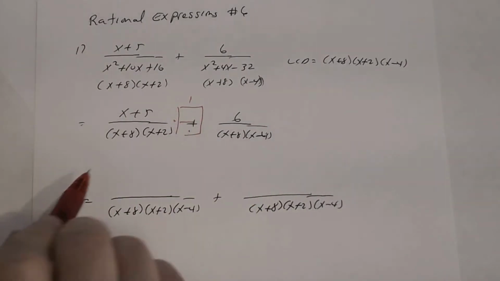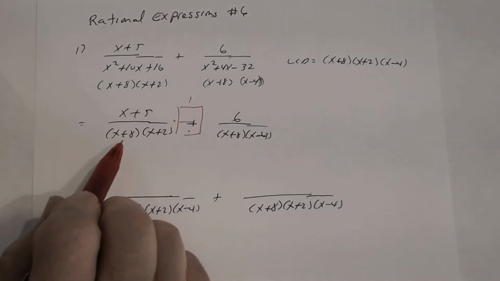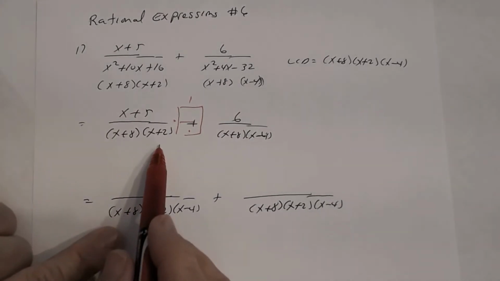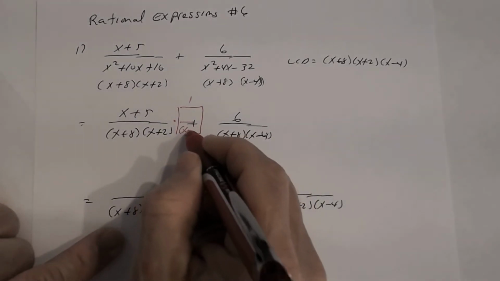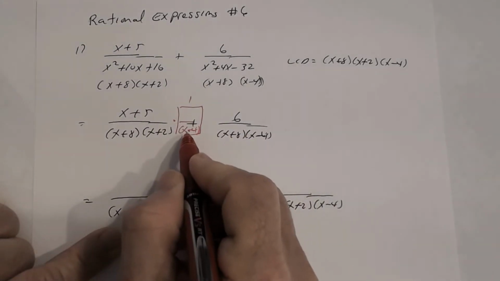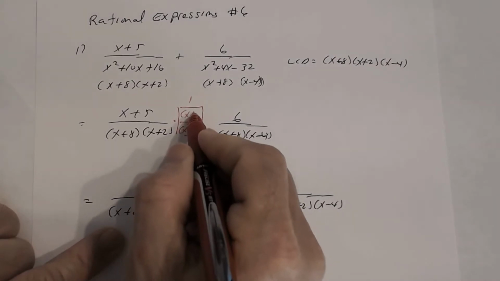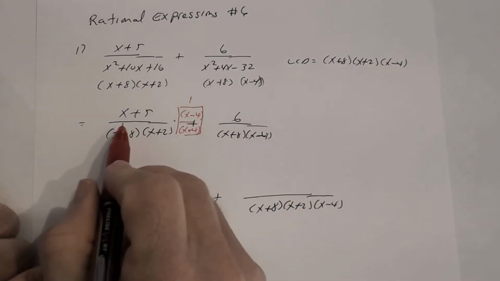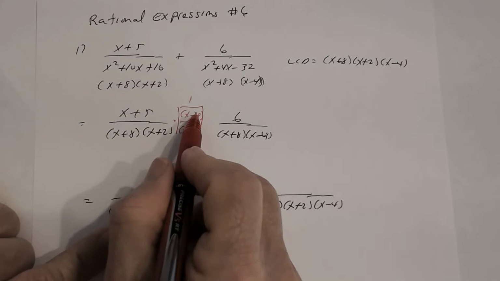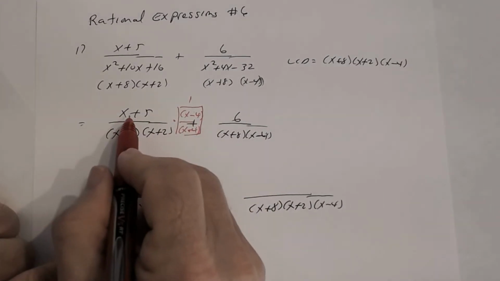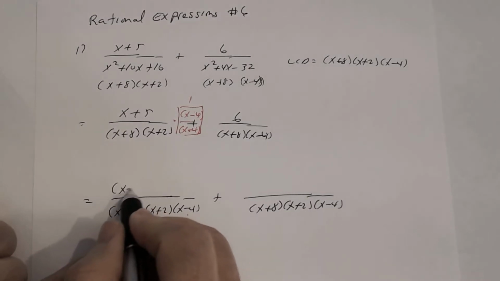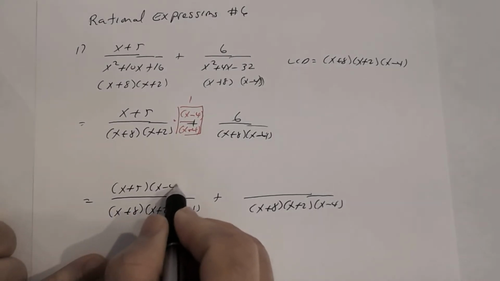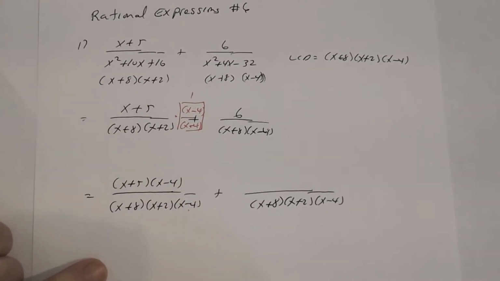Okay, so I have the x plus 8, I have the x plus 2, so I'm missing the x minus 4. So I'm going to multiply by x minus 4. But what I do to the denominator, I do to the numerator. Now be careful. You see that this is a binomial and you're multiplying by another binomial. So when you rewrite it, you got to put that in parentheses. Okay? You must put both of those in parentheses, and then you're going to be using a FOIL method.